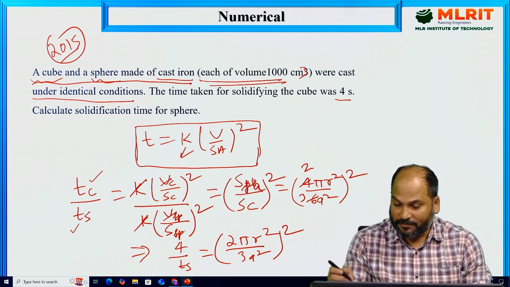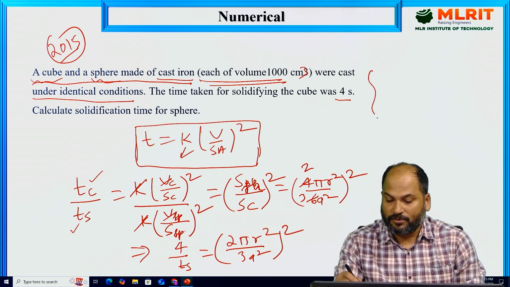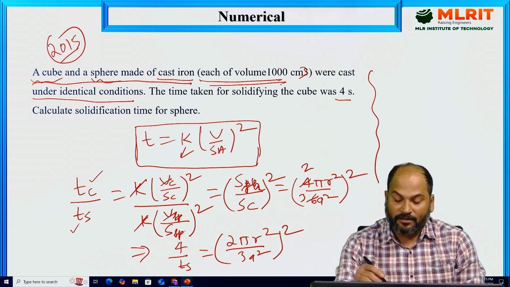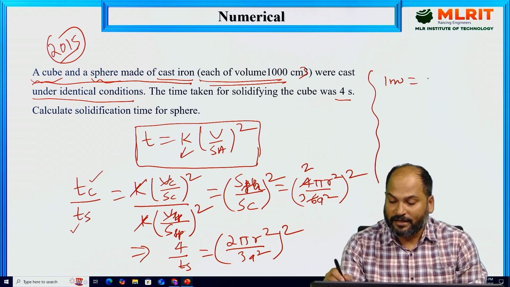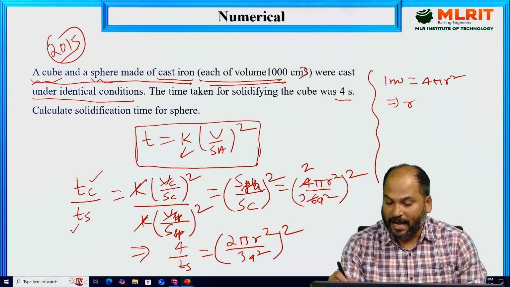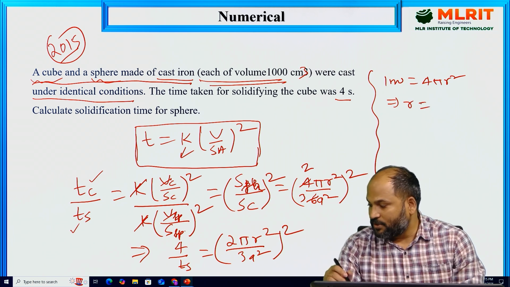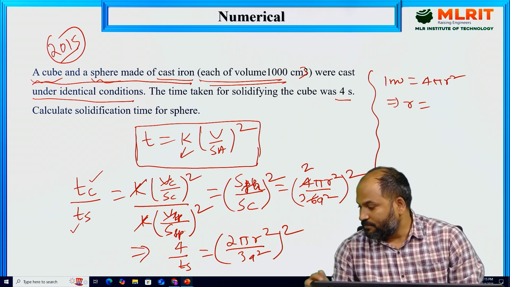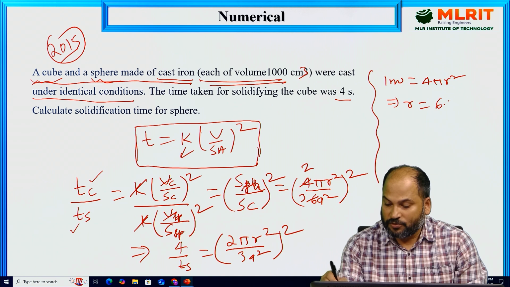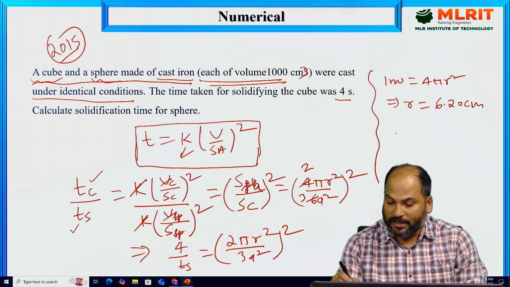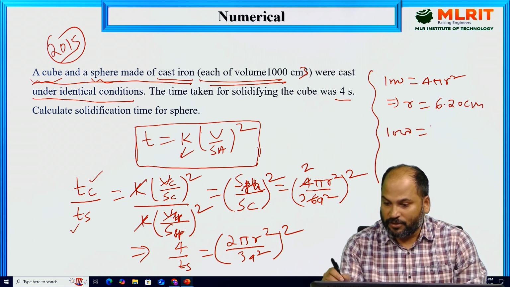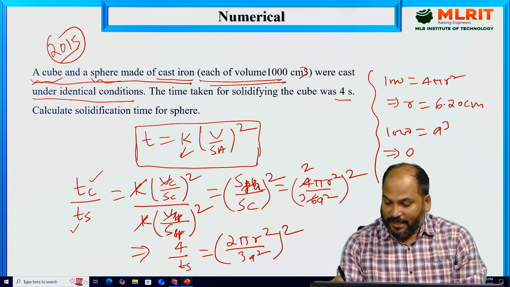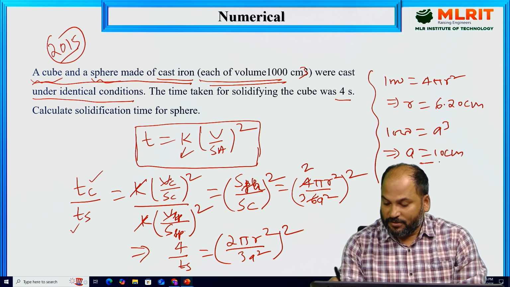I am writing the relation here, I think it will be visible. Yes, the volume is 1000. So 1000 we can write is equal to 4 pi r square. This implies if we calculate r from here, the value of the radius comes out to be 6.20 centimeter. Similarly, 1000 for the cube is equal to a cube, side cube. So this implies a, the side length of the cube, will be simply 10 centimeter. So now we have the values.